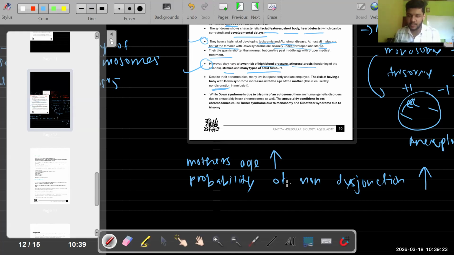So if this takes place, what happens? There would be an abnormal separation taking place. If abnormal separation takes place, it will lead to what type of condition? There's a specific word. I want the word from you all. If you understood this concept, you can tell that word. With the increase in the mother's age, the probability of non-disjunction taking place during cell division increases. If the probability of non-disjunction increases, there is a condition that results. What is that condition?